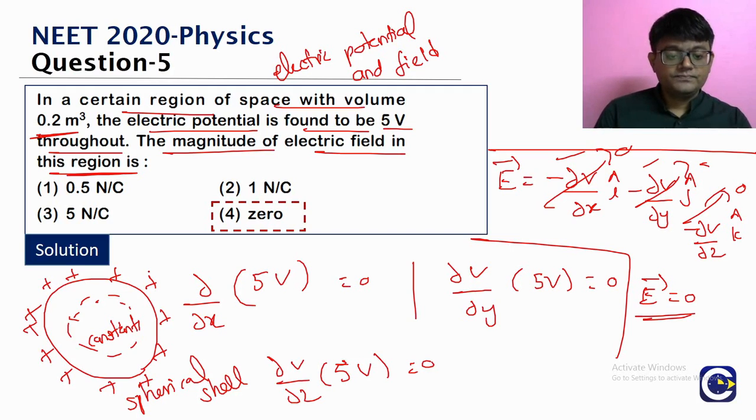Even if you remember the result that inside a charged shell the electric field is 0, we will be able to easily answer this question, because we know that throughout that region the electric potential will be constant. Hence, the electric field will be 0.